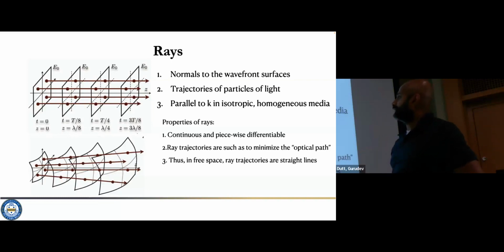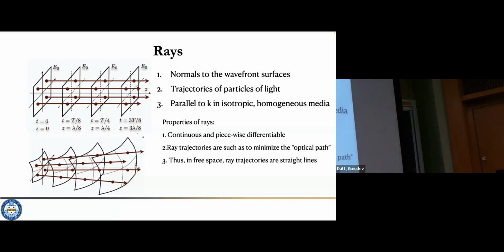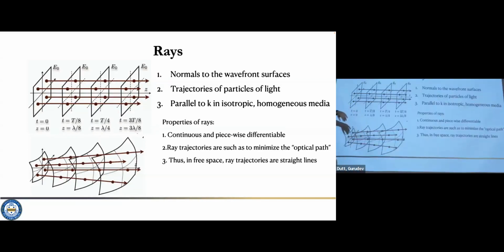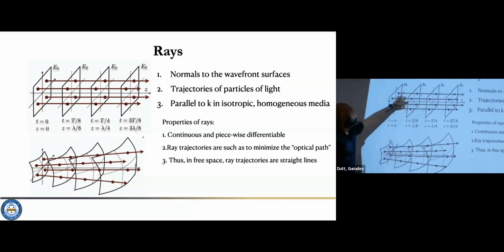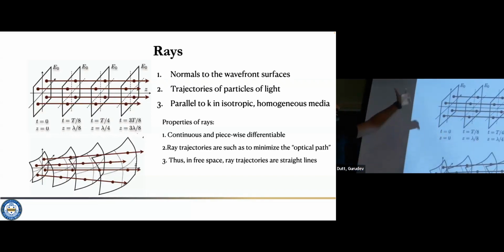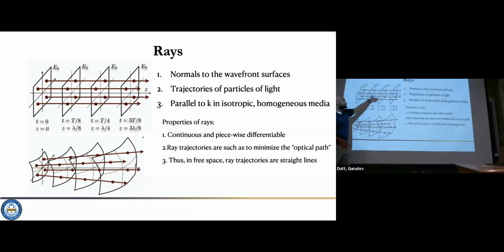Okay, and so what are rays? Well, you remember back when we were talking about plane waves a few minutes ago, we represented the plane wavefronts like this in time. Now if I draw normals to the wavefronts, these are the rays. The normal to the wavefront surface, that's the definition, really. At any wavefront, you draw the normal to that wavefront, and that is the ray.